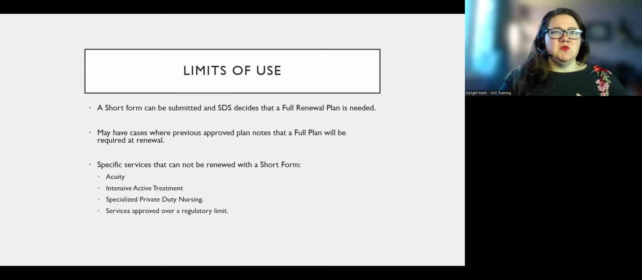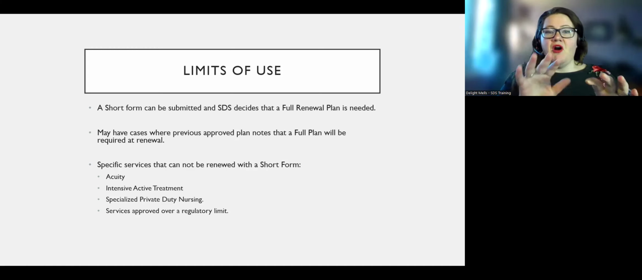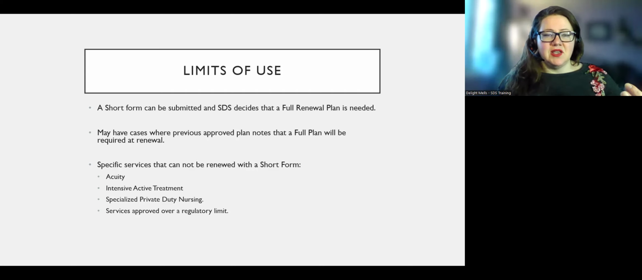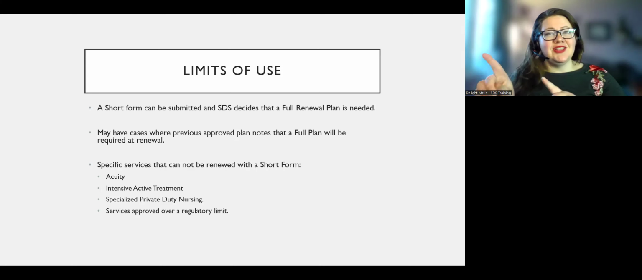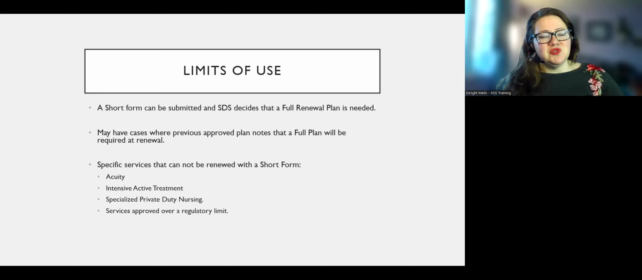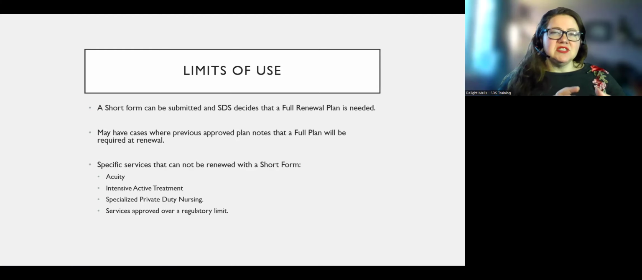There are many cases where the previous plan may have a note on the cover of that support plan that says that a renewal would be needed at the next cycle. So when you receive your approved plan, always check for notes because that will impact the next submission, your next renewal cycle. So make sure you take those notes into consideration and update them, and it'll tell you if you are able to do a short form or not.